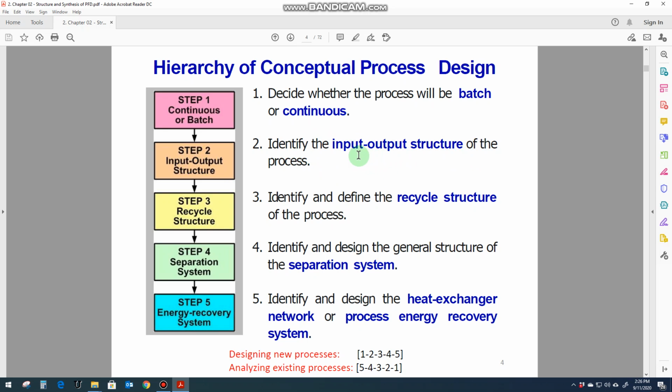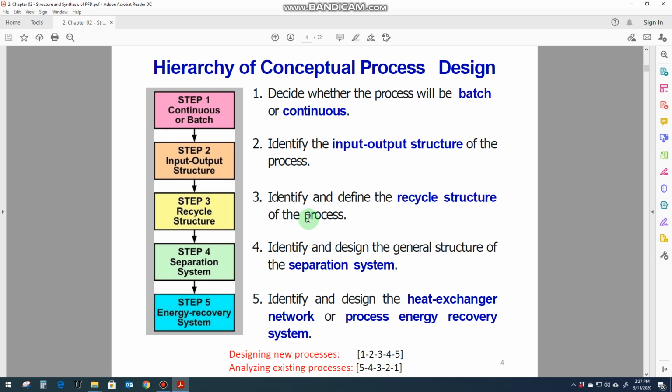So we will see what the raw materials are and what kind of products we can have. What is the impact of impure raw materials on the product quality and how can we control it? The third one: identify and define the recycle structure of the process.